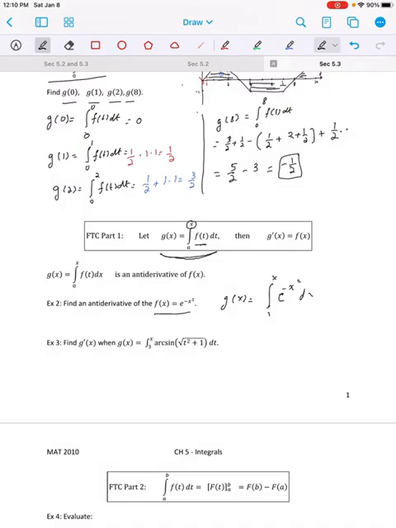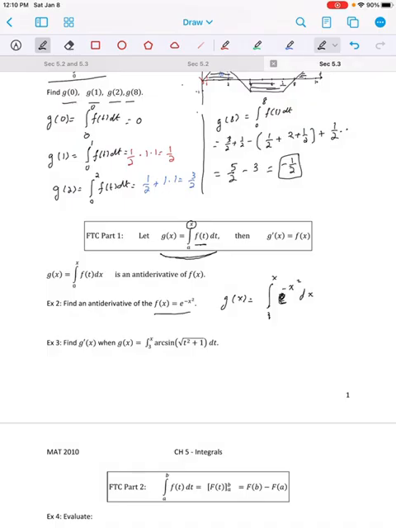Remember, we have many antiderivatives for a function, so it depends on where you start. So 1 to x, 0 to x, 2 to x, negative 1 to x, wherever you start. It just says find an antiderivative, so we have to give just one antiderivative.